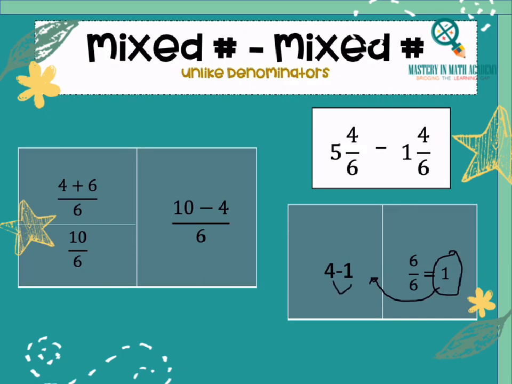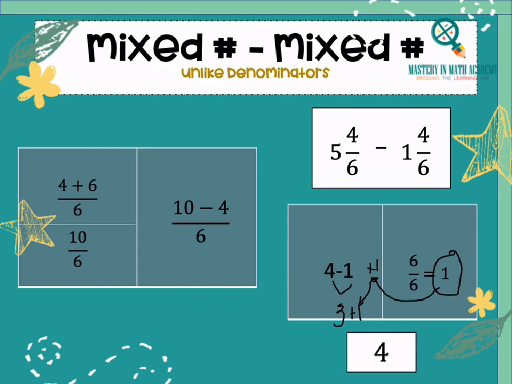Take away 1 from 4. You're left with 3. And the 1 that you bring over here, now you can bring it down. 3 plus 1 is equal to 4. So you see, you can subtract, you can regroup, and when you do that, you might end up with an improper fraction, and that's okay.